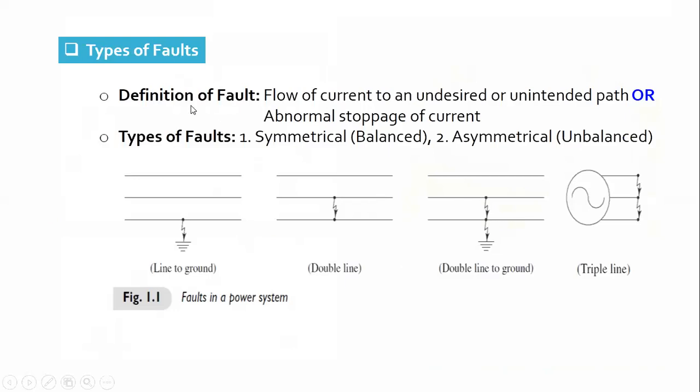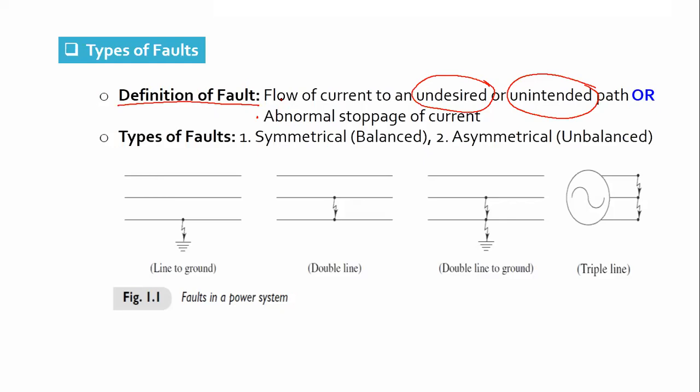Fault is defined as flow of current to an undesired or unintended path. It is a very simple definition. You must remember from now onwards that fault is defined as flow of current to an undesired or unintended path. Okay. The second part I will discuss later on. Or it is also defined as abnormal stoppage of current. So first, let us discuss the flow of current to an undesired or unintended path.